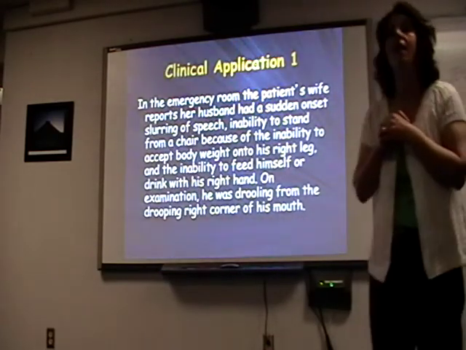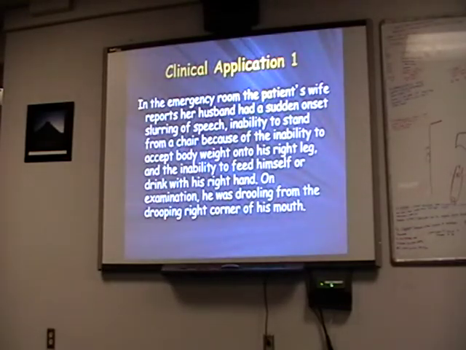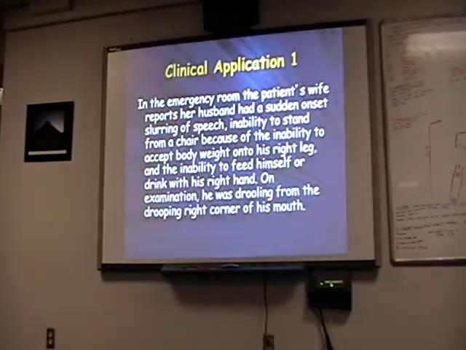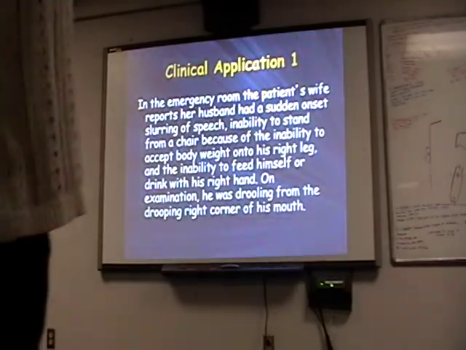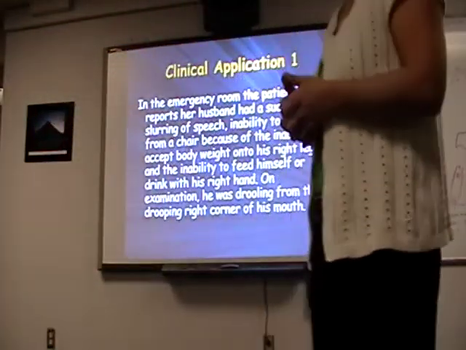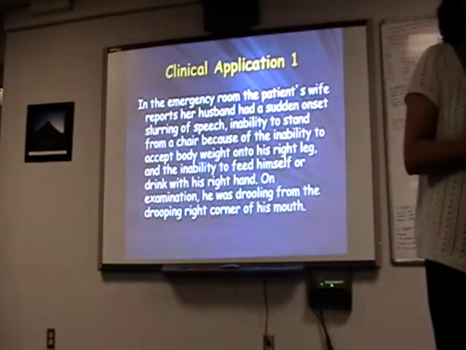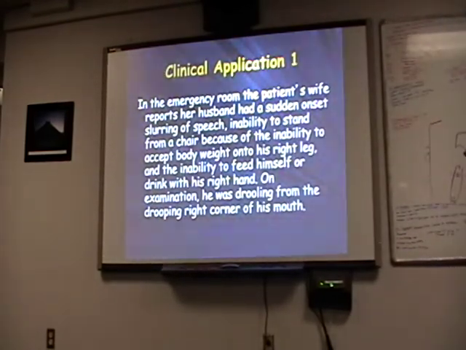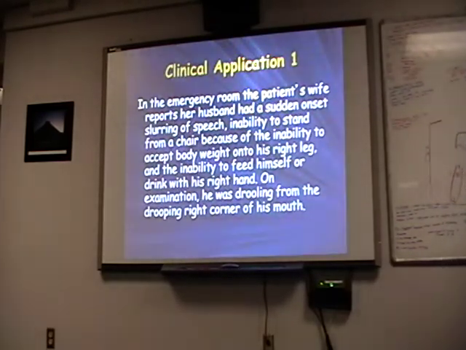Why would you say stroke versus, let's say, Huntington's chorea, a degenerative disease? Because it's hemiparetic. It's sudden, and it's paralysis or something going on one whole side of the body. Okay? So, given that it's on one side of the body, where do you think the lesion is? You think it's on the left side? Okay, where? Do we think it's the left cerebellum? No, why not?